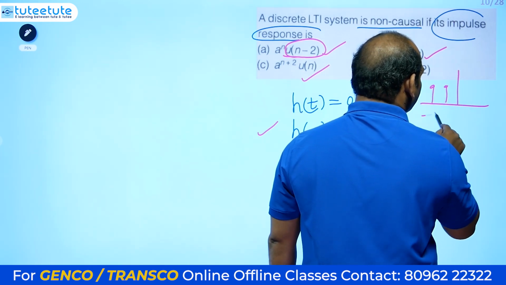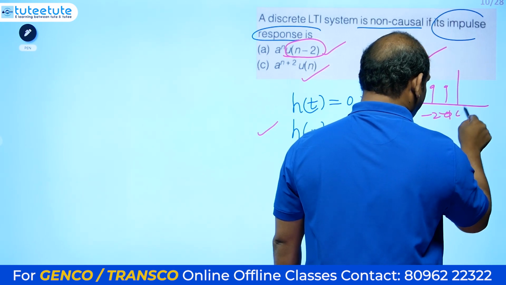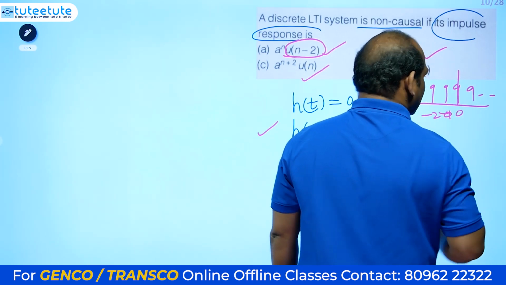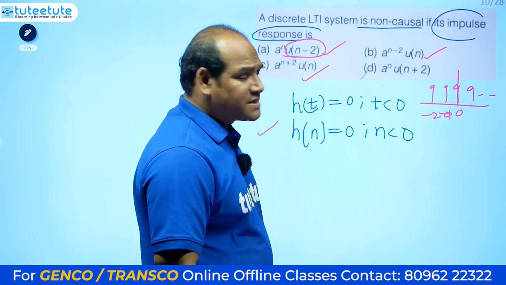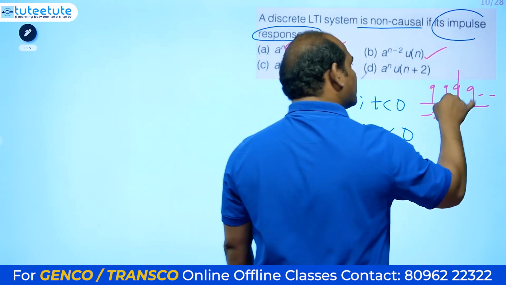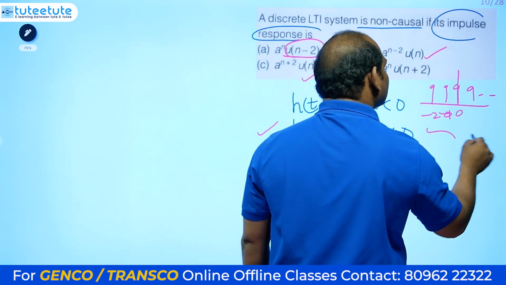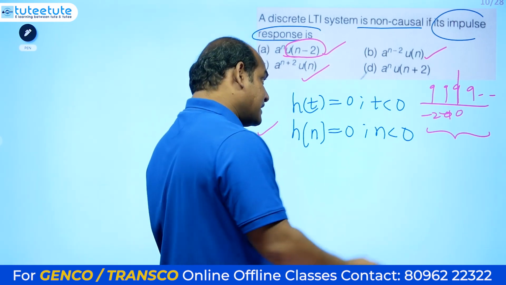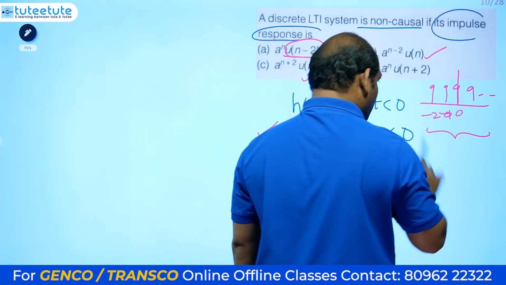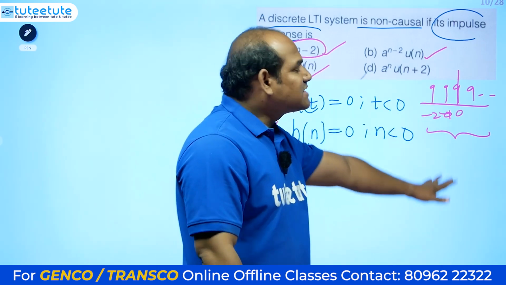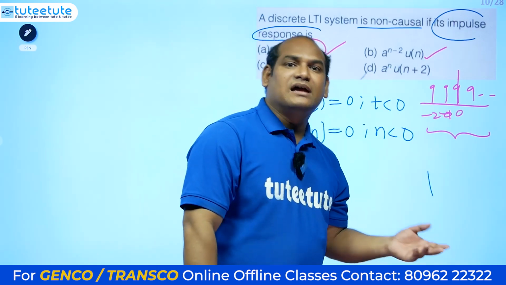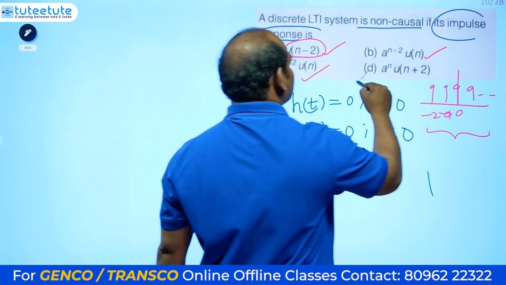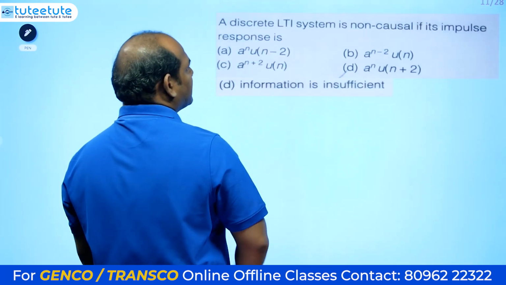Like this we have to take minus 2, minus 1, 0. That particular impulse response will be available, then it must be multiplied with a power n, but you will have the non-zero values from n equal to minus 2 onwards only. So for n equal to minus 1 and for n equal to minus 2, you have the impulse response, and that is non-causal only. So this is the non-causal, that is the option.